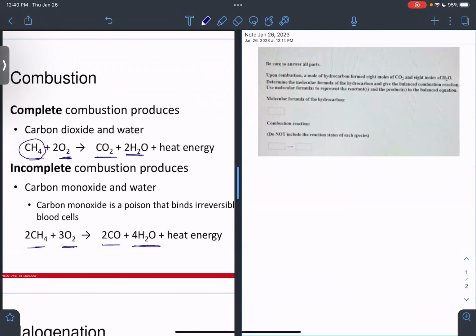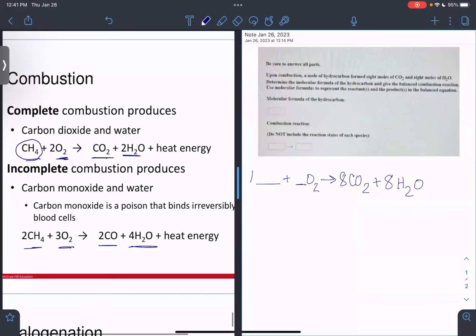So if you look at our homework problem, it says upon combustion, a mole. So remember, in a balanced chemical formula, a mole, or the number of moles of a substance, is indicated by the coefficients, the big number in front of the formula. A mole of a hydrocarbon, they don't give us the formula of the hydrocarbon. So if this is combustion, by definition, there must be some amount of oxygen present. Now, they don't tell us how much, they don't tell us how many moles, so that's something we'll have to fill in. And it produces 8 moles of CO2 and 8 moles of H2O.